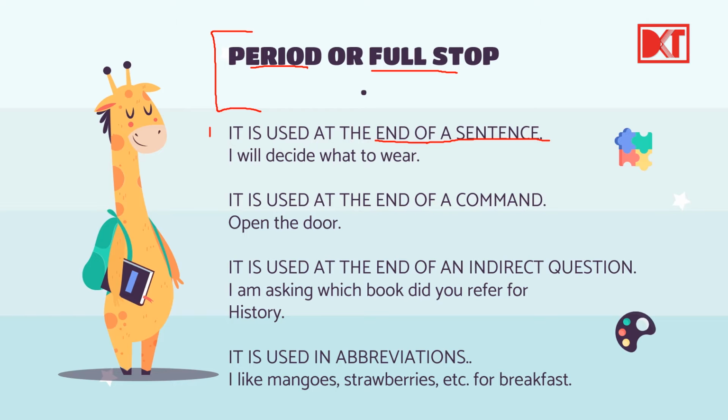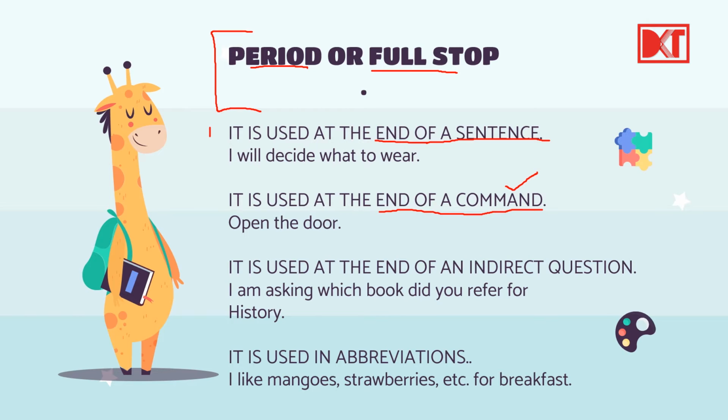For example, I will decide what to wear, and a full stop. So full stops are used at the end of a sentence. When you have completed a sentence, you put a full stop. Then it is also used at the end of a command. When you're giving a command to somebody, open the door. Get me a glass of water. Or something like sit down. So for these kinds of commands, we use a full stop.